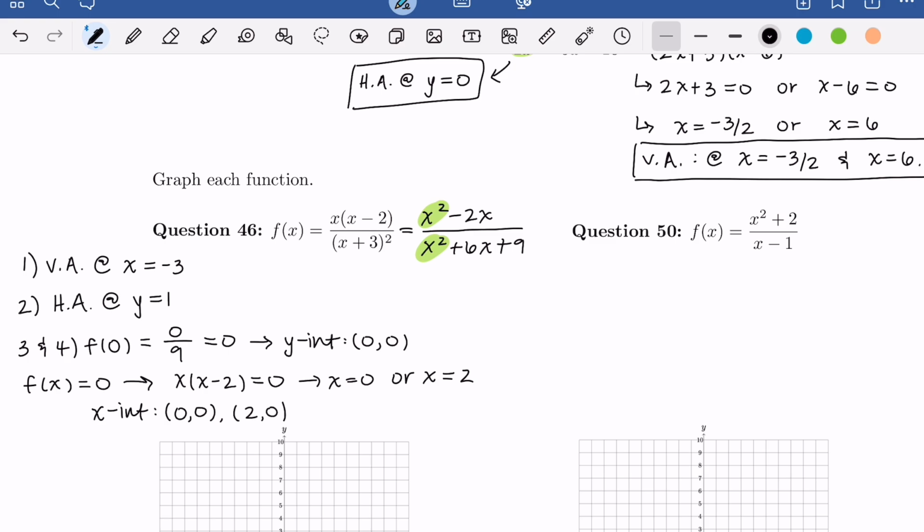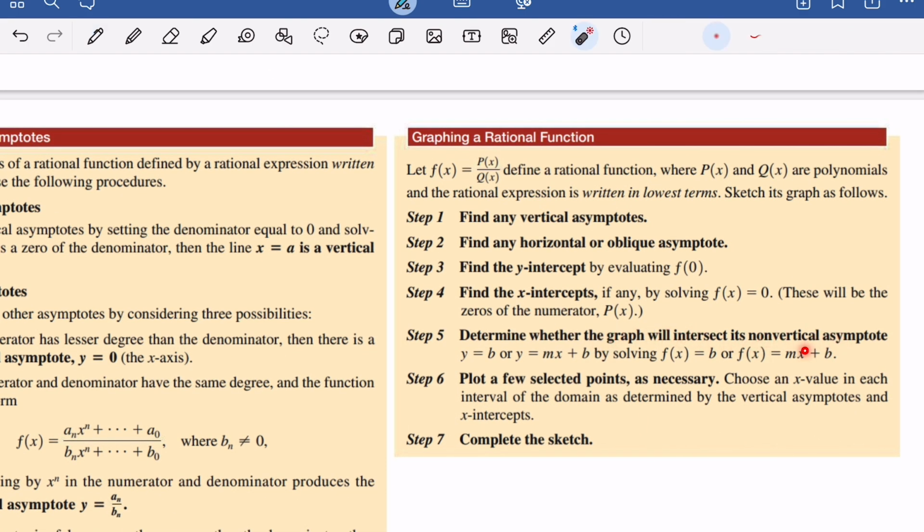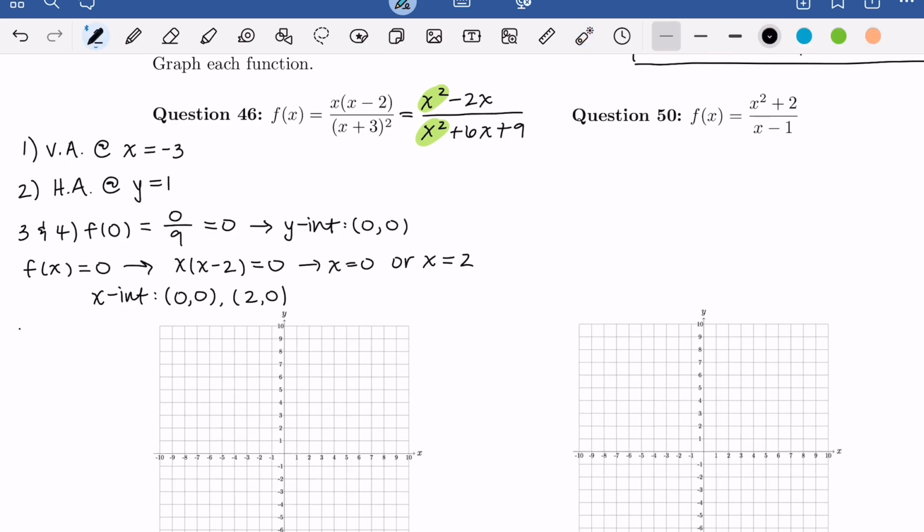All right, now for step 5 here, when trying to graph this, we want to determine whether the graph will intersect its non-vertical asymptote. So in this case, we want to figure out if this graph is going to intersect the horizontal asymptote. In order to do that, we're going to set our function equal to this horizontal asymptote and see if we have a solution. So this will be x squared minus 2x over this denominator here. We're going to set this equal to the value for our horizontal asymptote, which is 1.